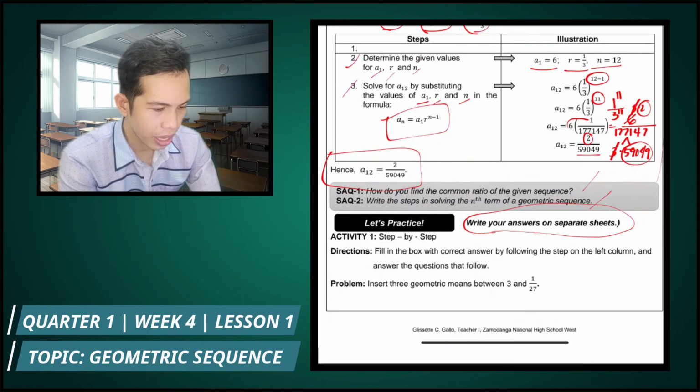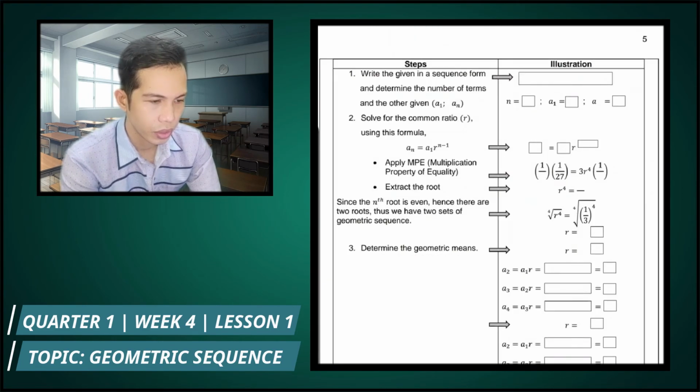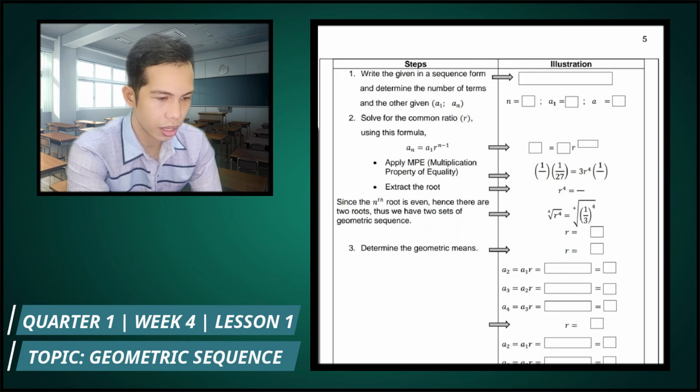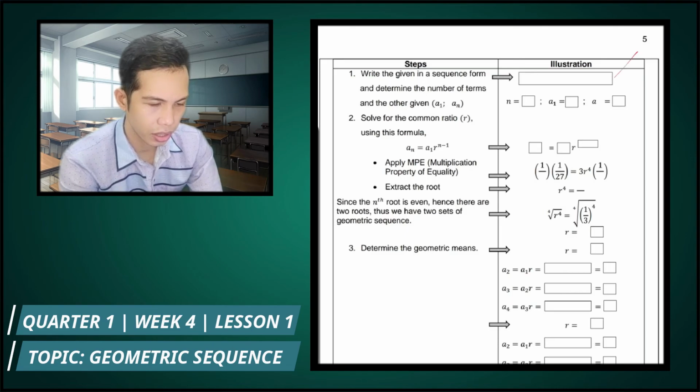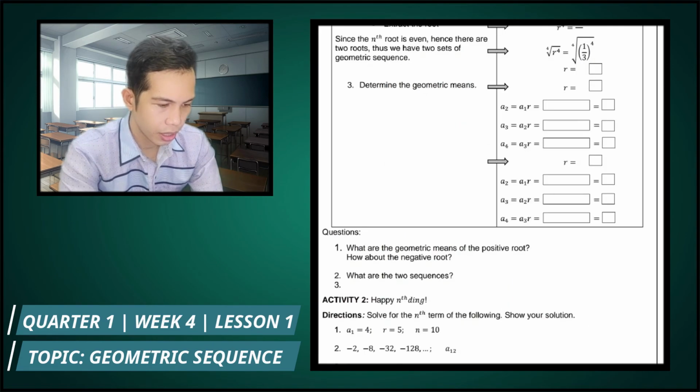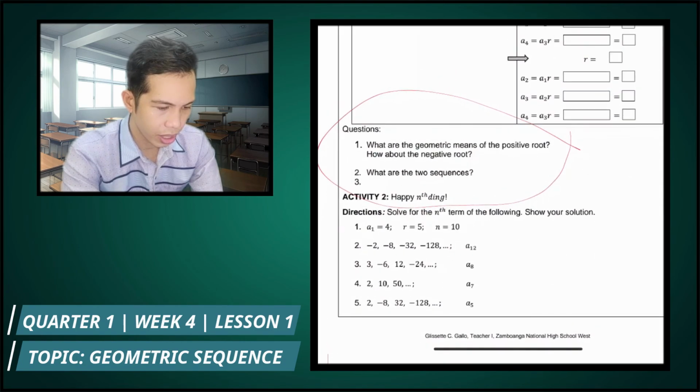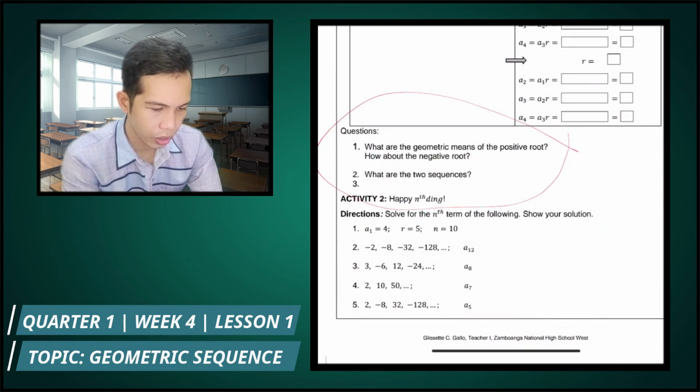Okay, so next you will have an activity. You are going to answer the table. You have to fill in all the boxes on this illustration. And then at the bottom, you are going to answer the questions. And for the second activity, you are going to solve for the nth term. And you have to show your solution.